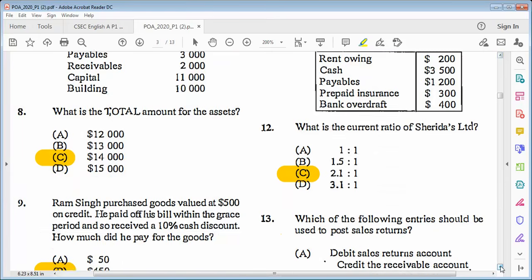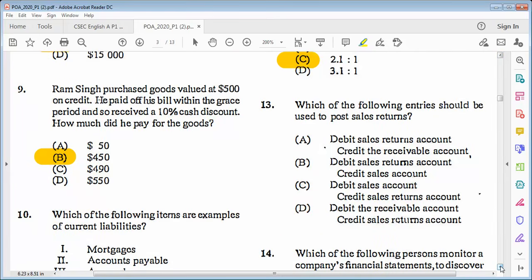Let's move on to number 13. It says, which of the following entries should be used to post sales returns? A. Debit sales returns account, credit the receivable account. B. Debit sales returns account, credit sales account. C. Debit sales account, credit sales returns account. D. Debit the receivable account, credit sales returns account. Our answer is A. We debit sales returns account and credit the receivable account.